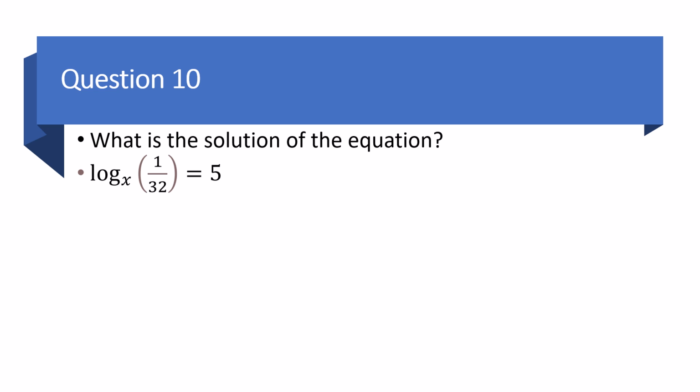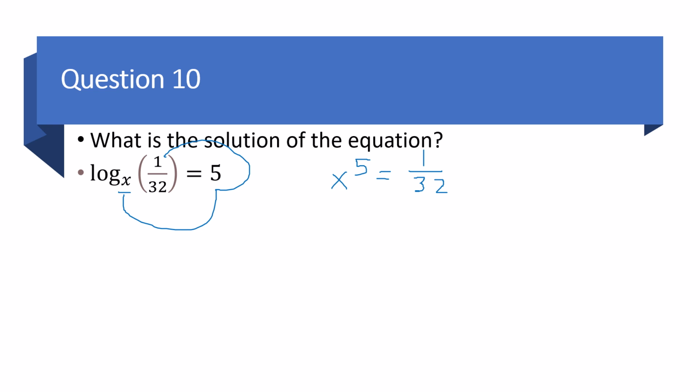Question number 10. We want to solve this equation. Log base x 1 over 32 equals 5. So again, remember this is x raised to the 5th power equals 1 over 32. So let's write that in exponent form. X to the 5th power is equal to 1 over 32. So what we're saying is, oops, not 1 over 35. My pen back here, 1 over 32.